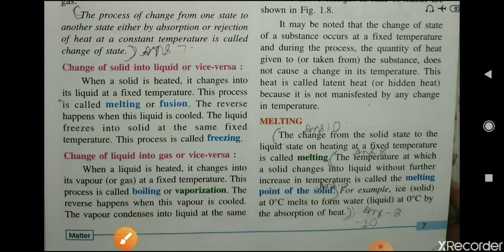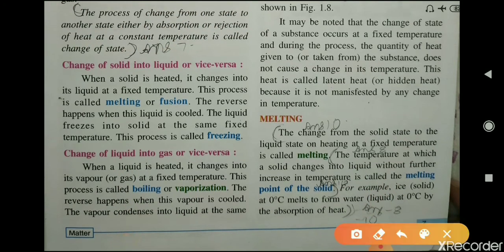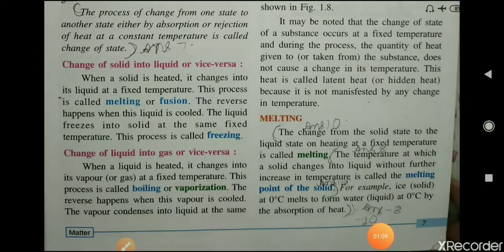Now, change of solid into liquid or vice versa. When a solid is heated, it changes into its liquid at a fixed temperature, and this process is called melting or fusion. The reverse happens when this liquid is cooled. The liquid freezes into solid at the same fixed temperature, and this process is called freezing. Means when a solid is heated, it changes into liquid at a fixed temperature, and that is known as melting. And the reverse happens when this liquid is cooled. The liquid freezes into solid at the same fixed temperature, and that is known as freezing.